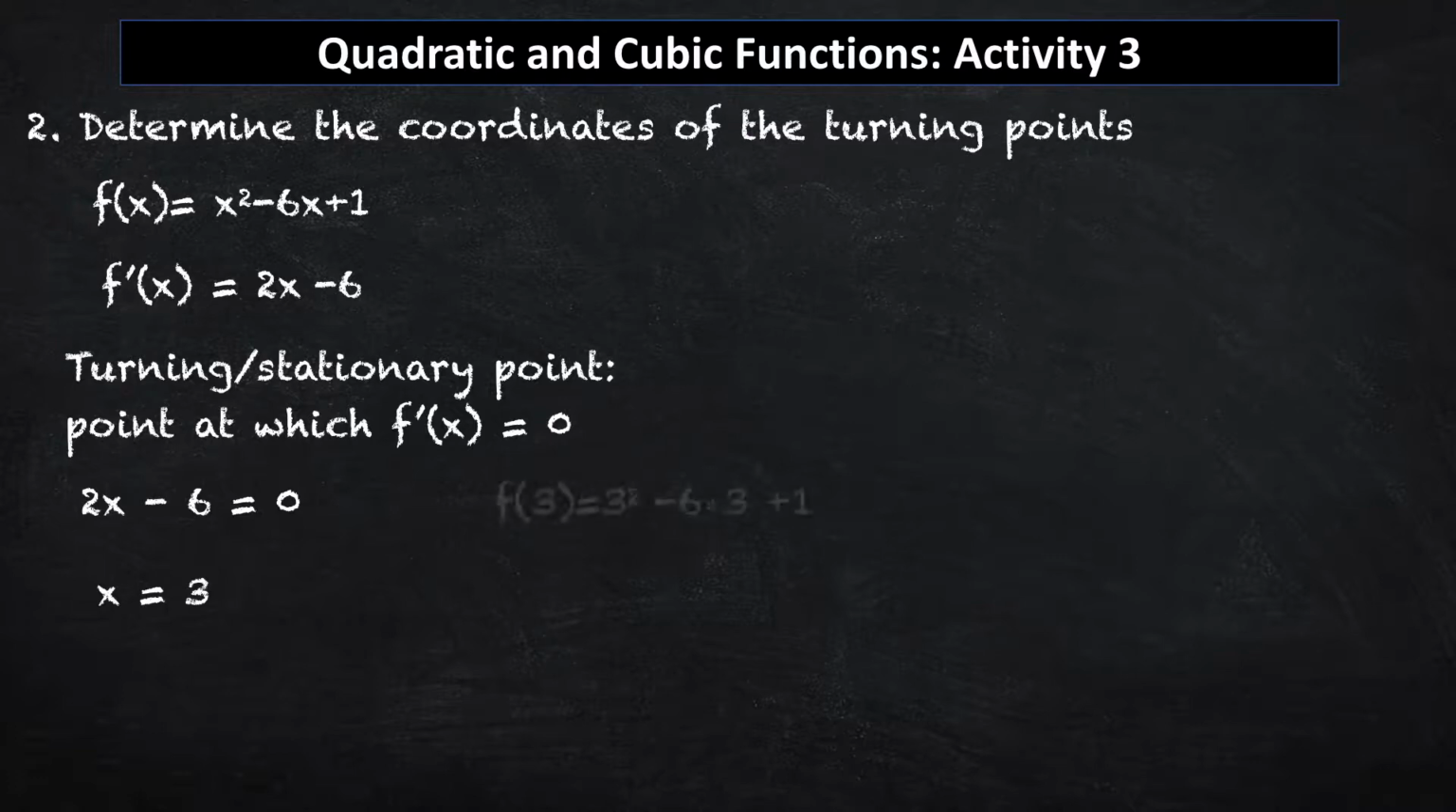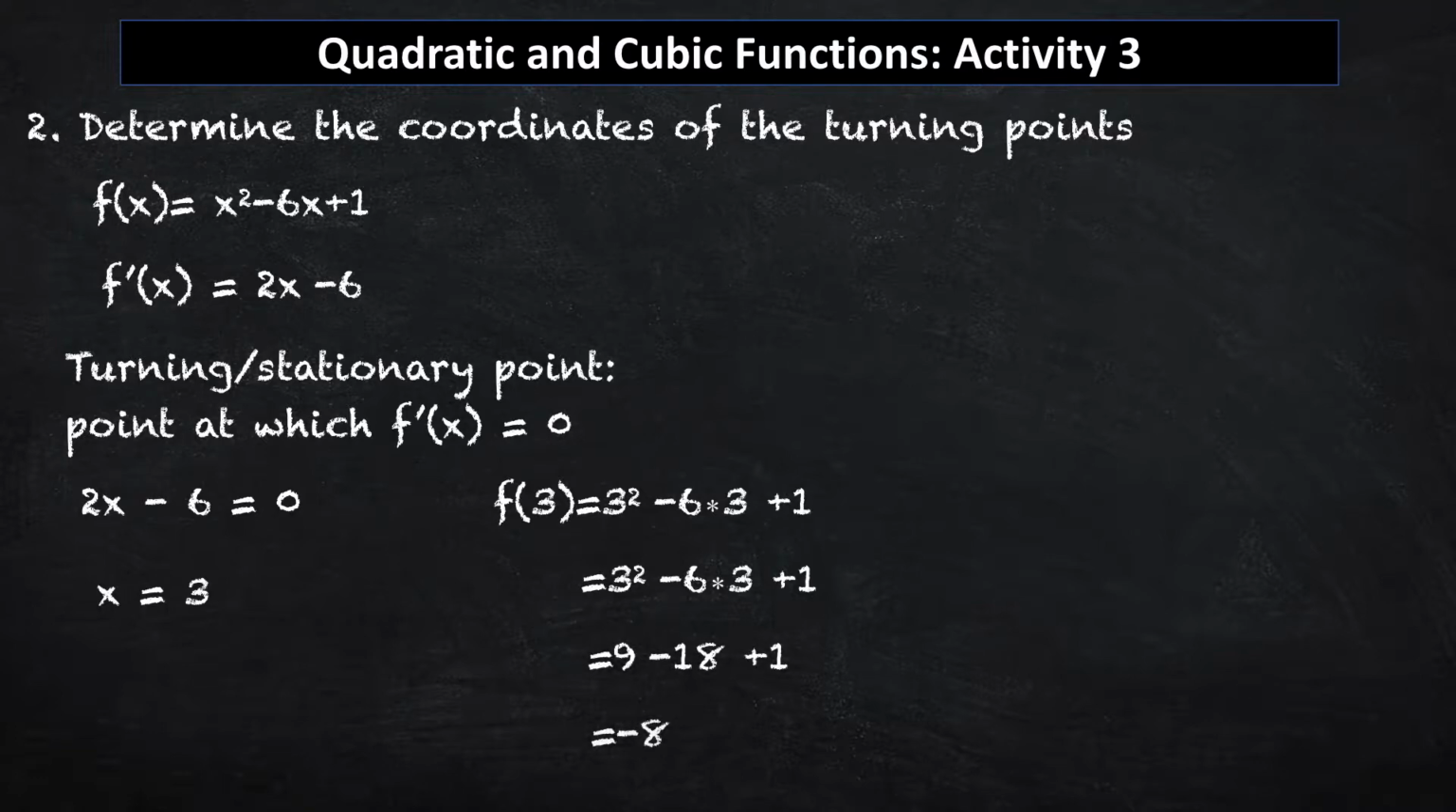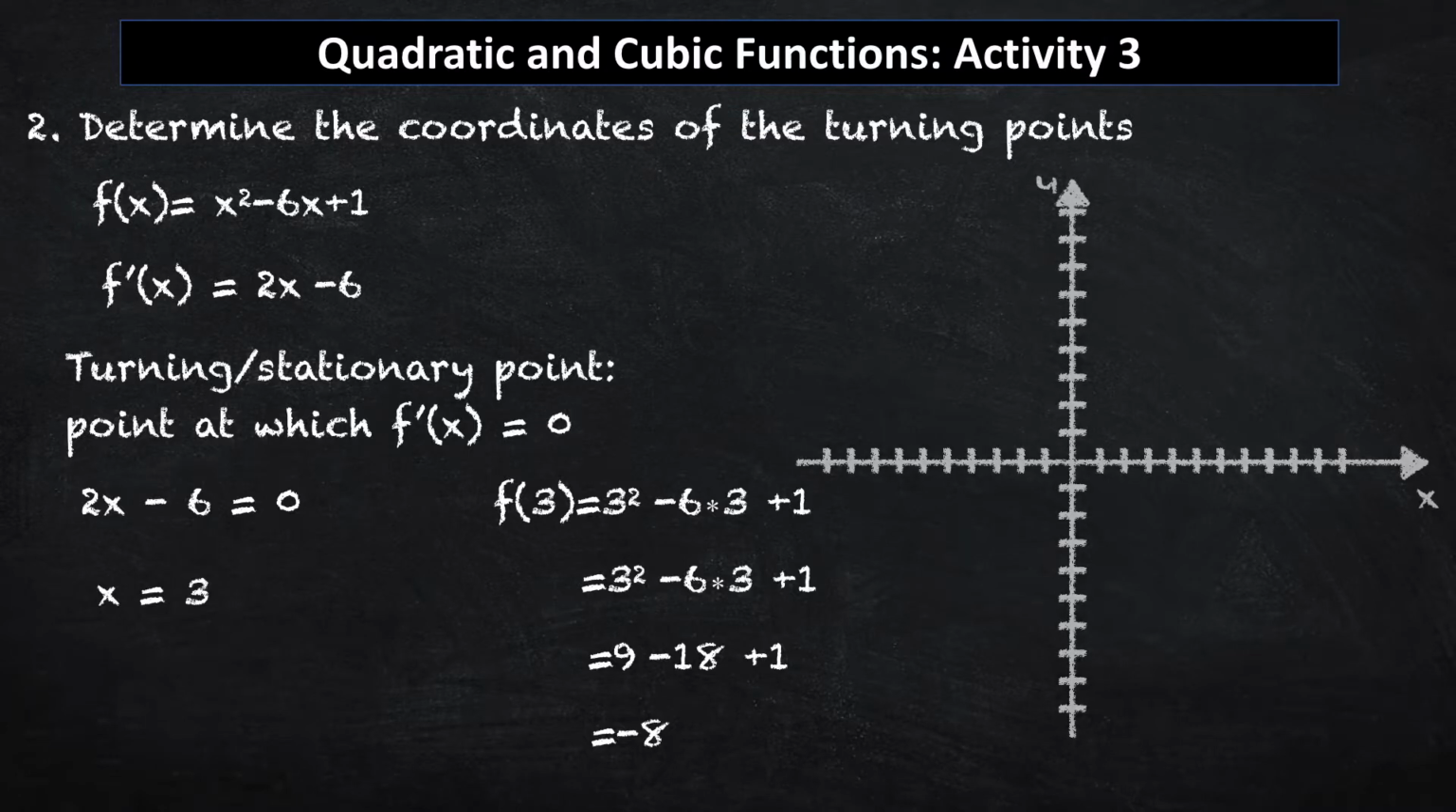And then we compute f of 3, so the value of the function when x is equal to 3. That is 3 to the power of 2 minus 6 that multiplies 3 plus 1. And this becomes equal to 9 minus 18 plus 1, which is equal to minus 8. Now we have the turning point. We know that the function is concave up, so we can sketch our function.